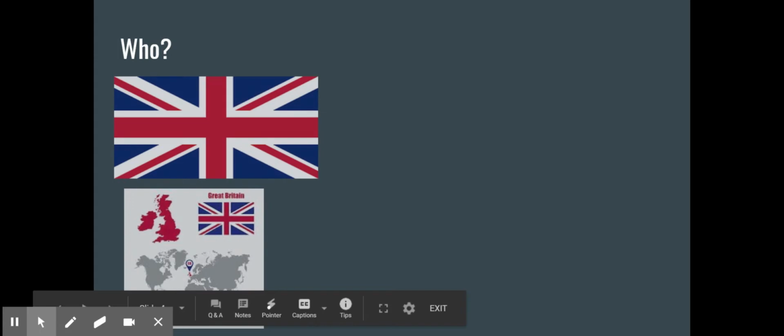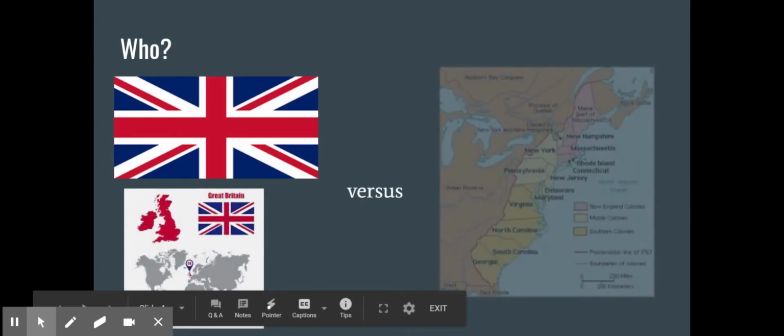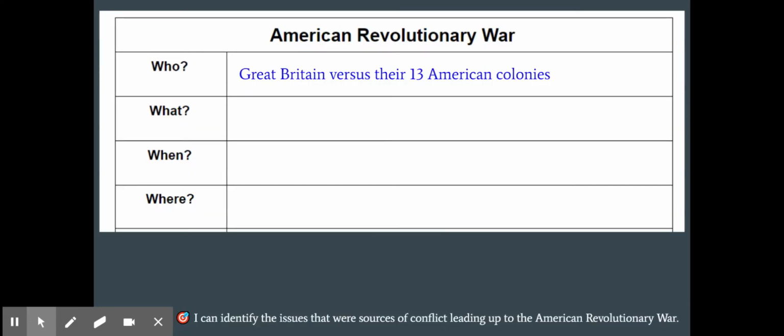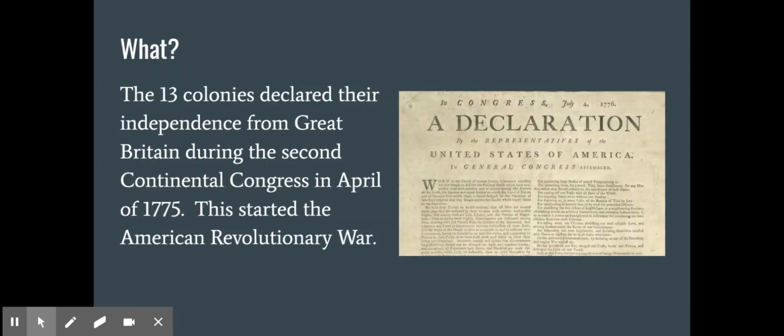All right, so let's go ahead and get into it. Who was this all about? This was Great Britain versus their 13 colonies. Remember, at this time, when this war started, the 13 colonies were still under British rule. So that's why this was called a revolution, because the 13 colonies were going against who was in charge of them. So who? Great Britain versus their 13 American colonies. Remember, you can pause to make sure that you have this down.